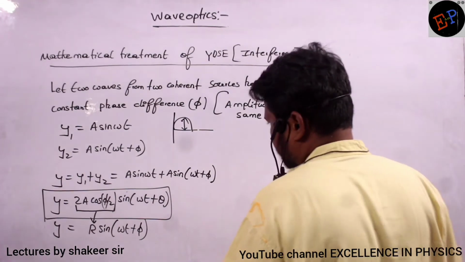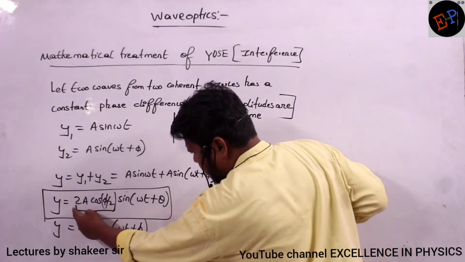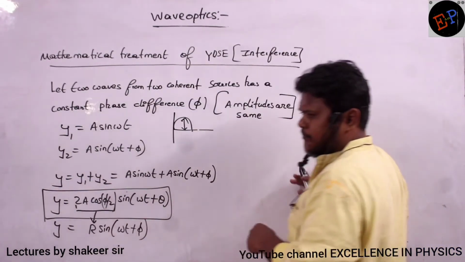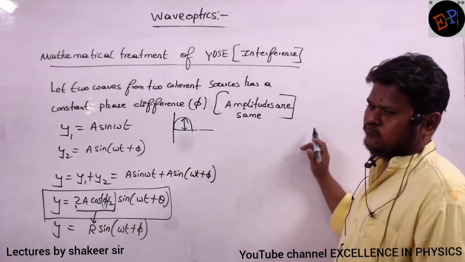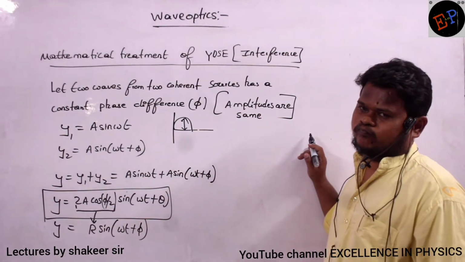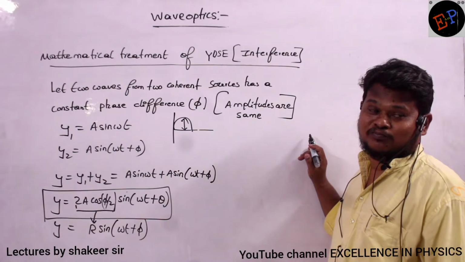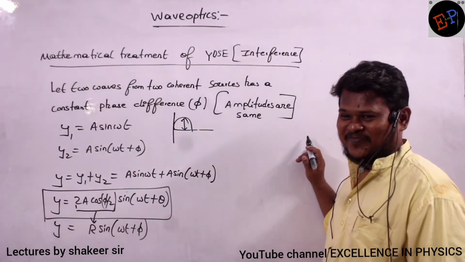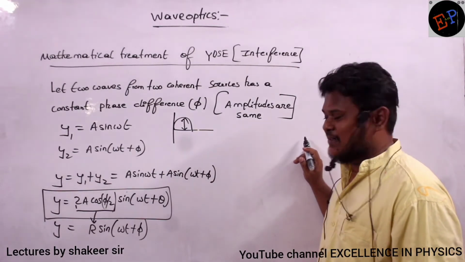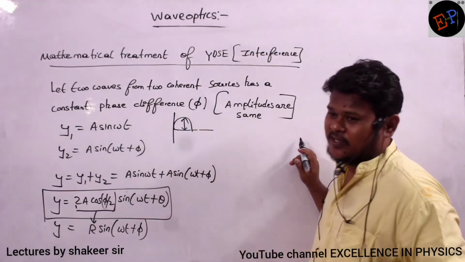Try to say. This is the equation I got: 2a cos(phi/2) sin(omega t + phi/2). Now what is 2a cos(phi/2)? That is the amplitude of the resultant wave.